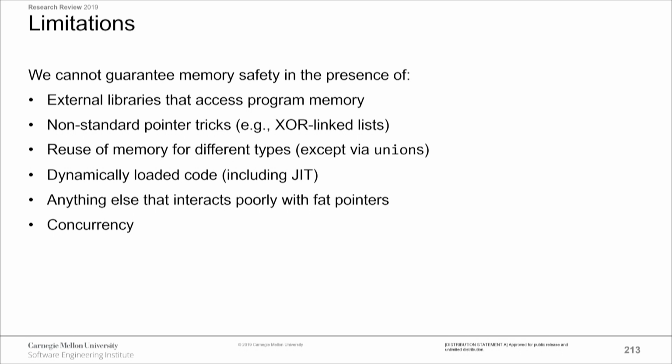As I mentioned on the previous slide, we cannot guarantee safety in the presence of external libraries. We also can't guarantee safety in the presence of non-standard pointer tricks such as XOR linked lists, if the program reuses memory for different types, except via unions, which we do support, dynamically loaded code, including JIT, or basically anything else that interacts poorly with fat pointers. Concurrency is also an issue because concurrency can lead to race conditions which cause memory corruption regardless of whether the program would otherwise be temporally or spatially memory safe.